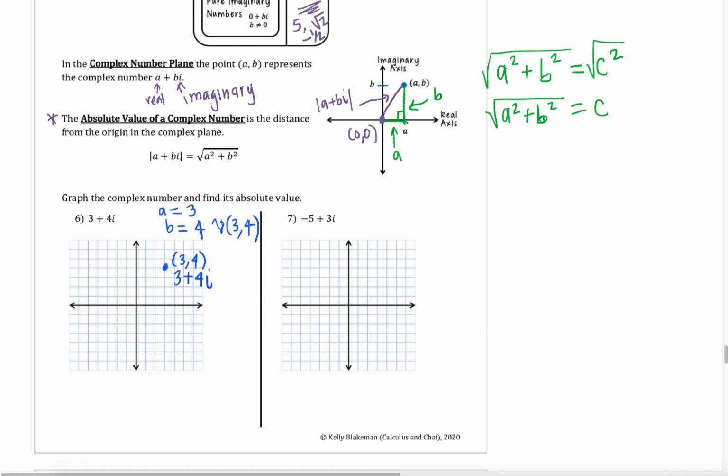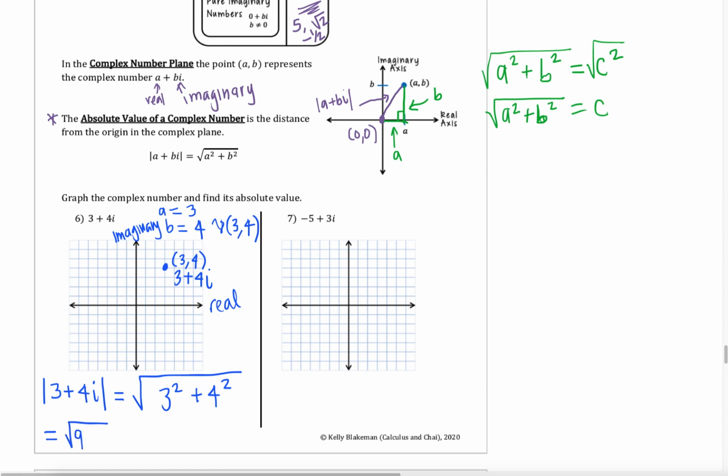We're only actually graphing a single coordinate pair that represents the real part as the x-axis and then the imaginary part on the y-axis. Now to find the absolute value, we're using that Pythagorean theorem. So if I want the absolute value of 3 plus 4i, well, I know that my a is 3 and my b is 4. So by definition, this will be equal to the square root of 3 squared plus 4 squared, which we can continue to simplify.